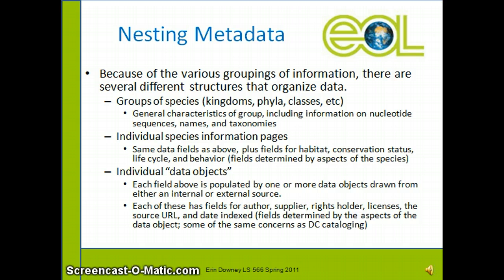So the animal is described using a metadata structure, and then the data that gets pulled from other websites needs its own metadata structure. So these individual data objects, which are paragraphs or images from other places, they have their own metadata. And this actually looks a lot like a Dublin Core record. It gives the author, the supplier, the rights holder, any licensing information, and the source URL of the places where their search engine has gone to grab things and bring back to their website.